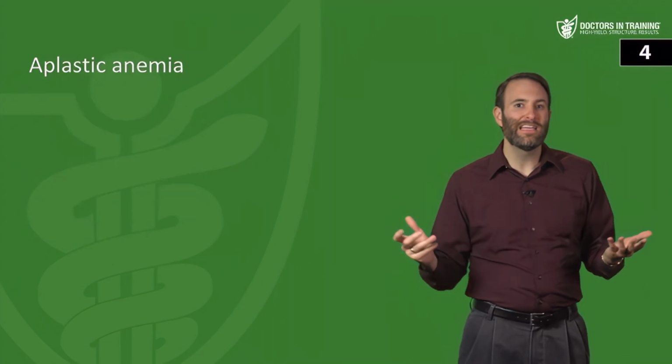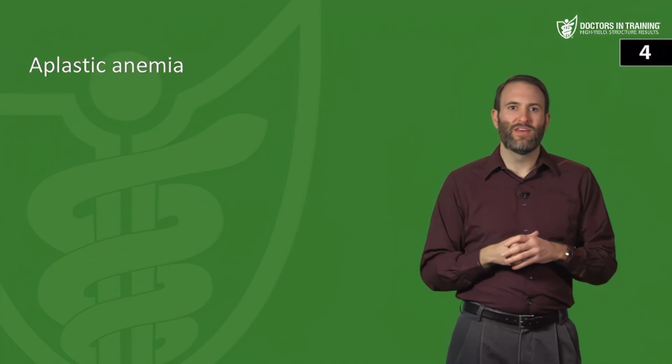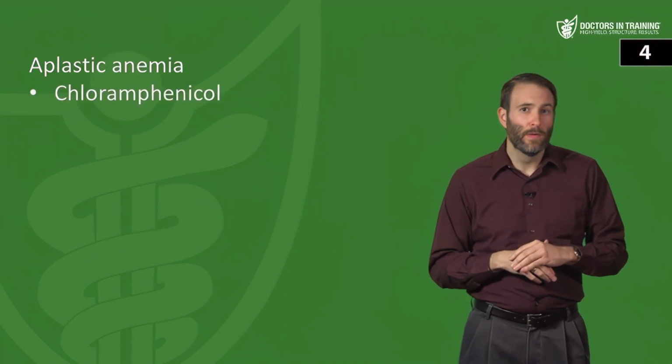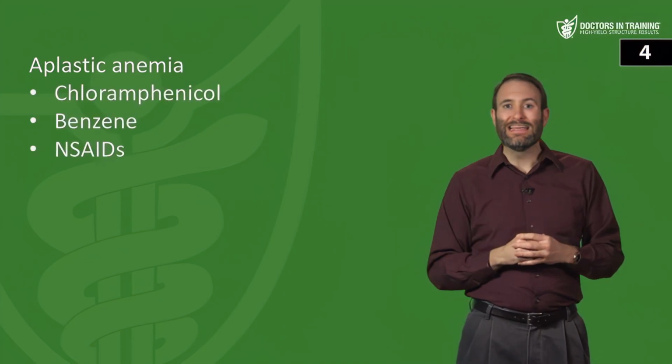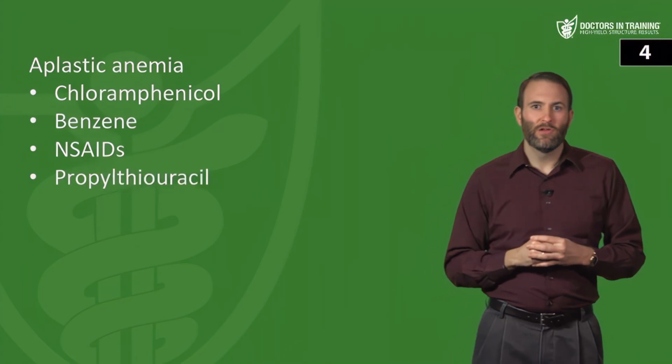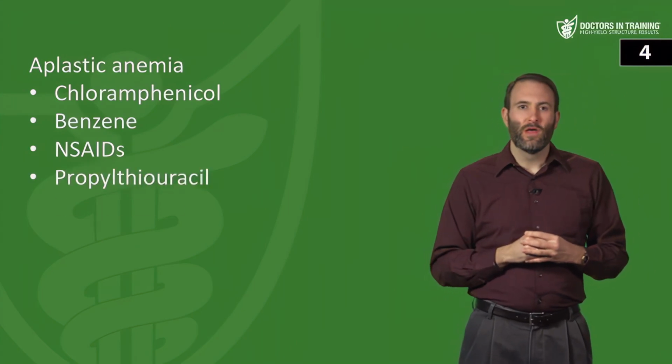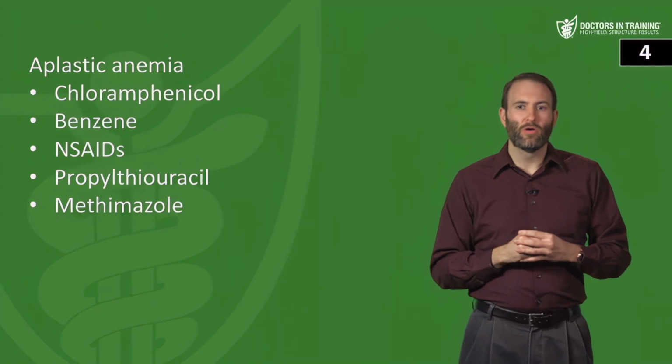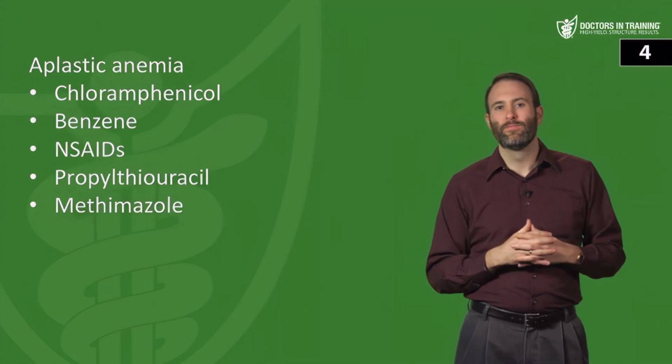Next, we have aplastic anemia. What can be as a result of that? It's going to be chloramphenicol, benzene, the NSAIDs, propylthiouracil, also known as PTU, methimazole is going to go in there as well. All are going to cause aplastic anemia.